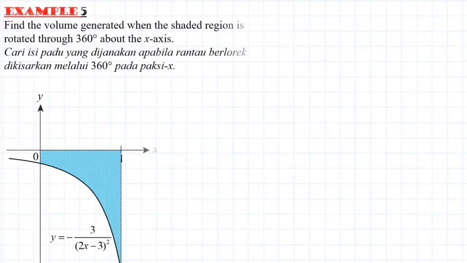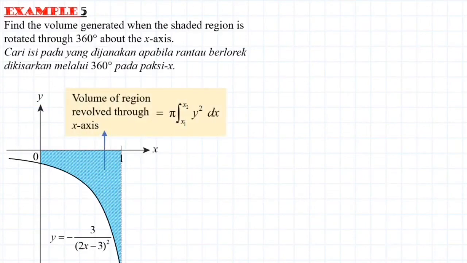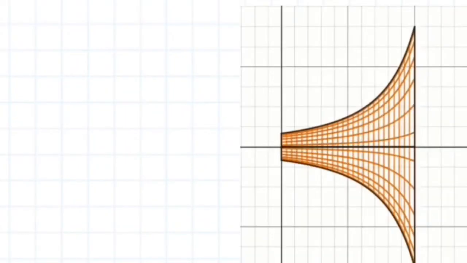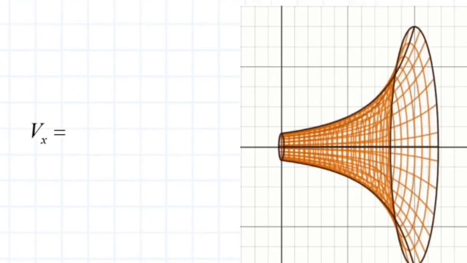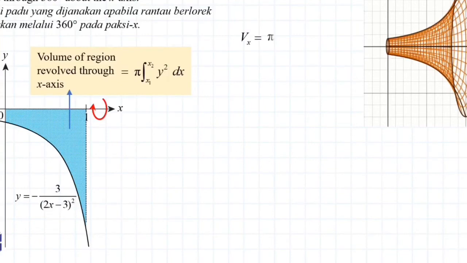For this example, we will discuss the function which is a negative function. It is still about the x-axis. So our formula is still the same, pi integrate from x1 to x2 y squared dx. So you need to square your function. This will be the shape of the volume or solid generated if rotated about the x-axis.